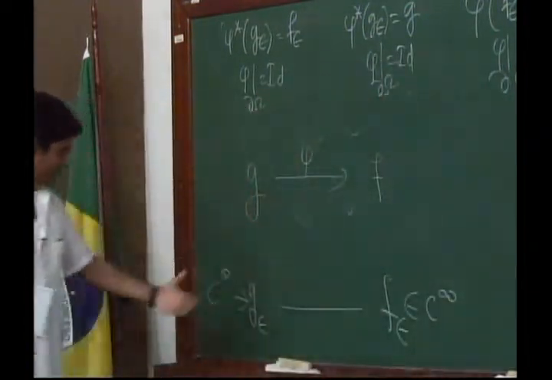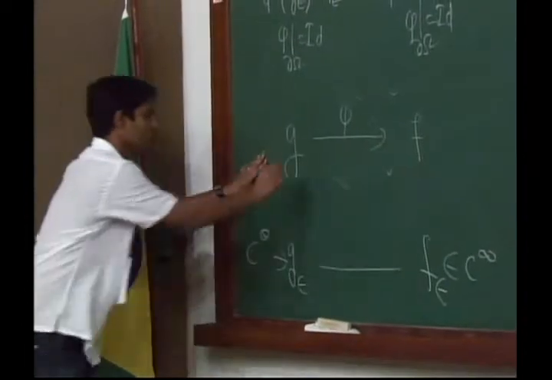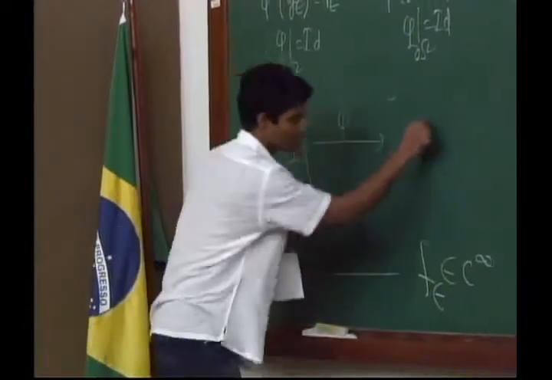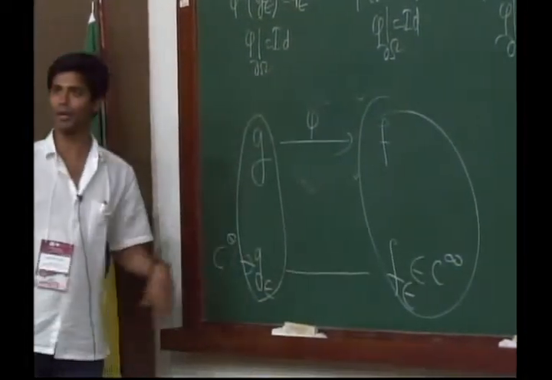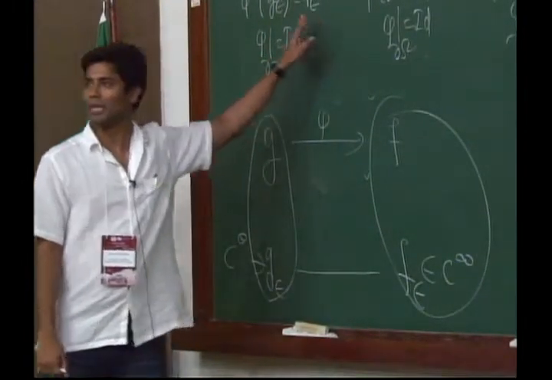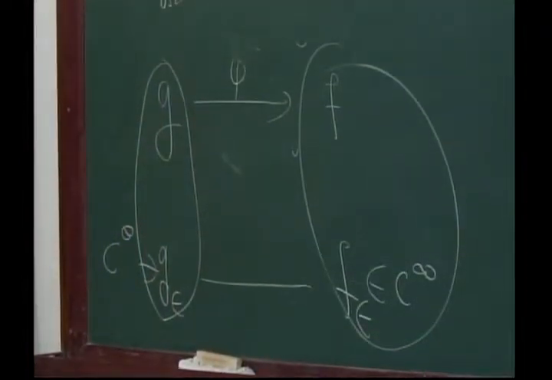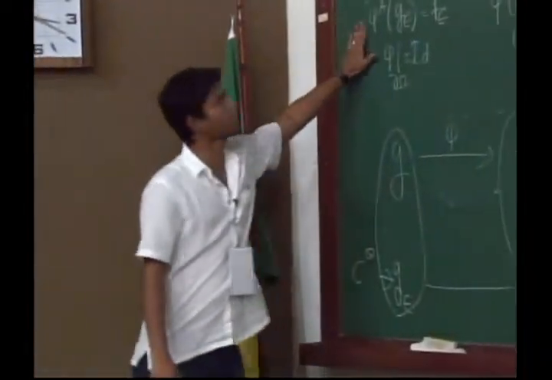So we have this diagram, G, F. We want to solve this equation between G epsilon and F epsilon. The question is, how do we solve this equation? Here we can use Moser's flow method because G epsilon and F epsilon are smooth. Therefore, the solution that we get is smooth. That's fine with us. So what we do is, we solve this equation.